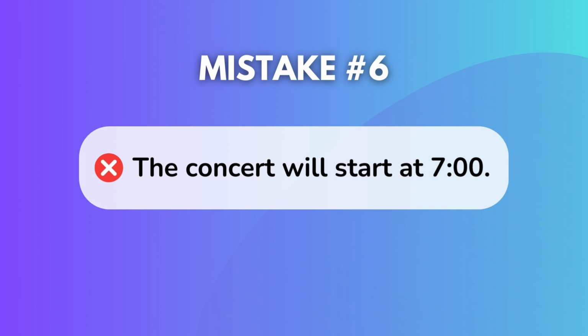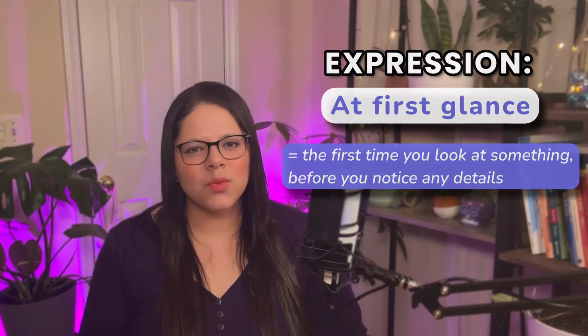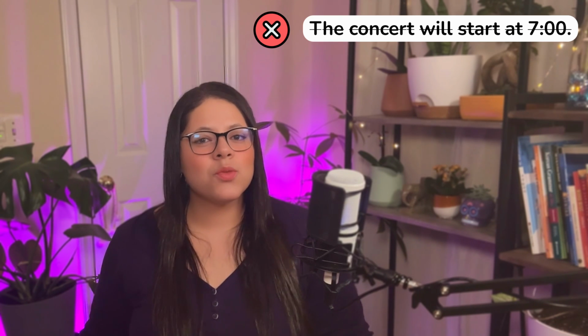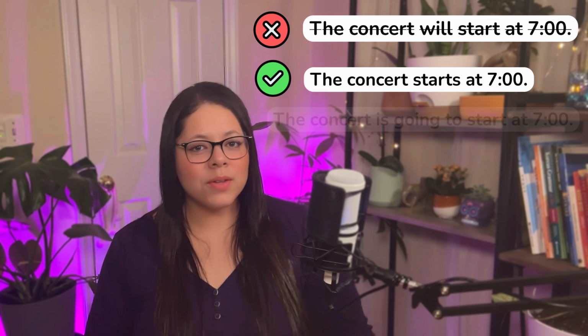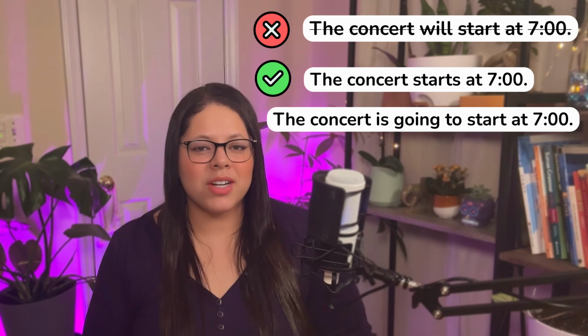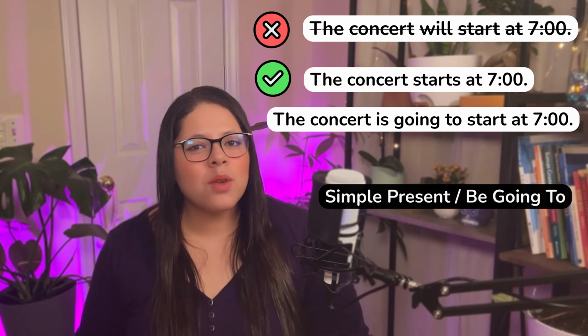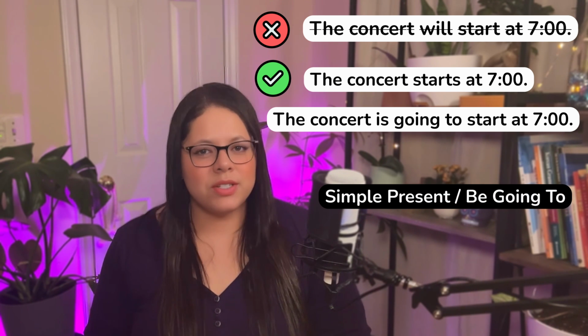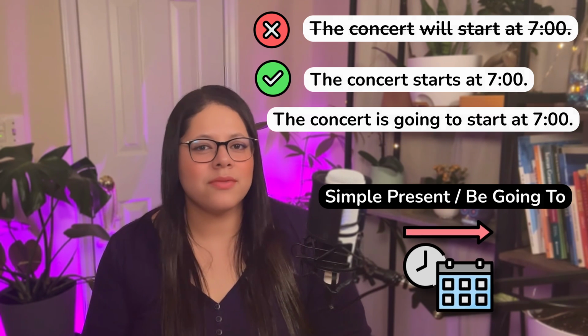Mistake number 6. The concert will start at 7 o'clock. Now, this sentence doesn't look incorrect at first glance, but there's something very unnatural about the word will in this context. The correct sentence would be, the concert starts at 7 o'clock, or the concert is going to start at 7 o'clock. In English, we prefer to use the simple present tense or be going to talk about events that are scheduled for some time in the future.